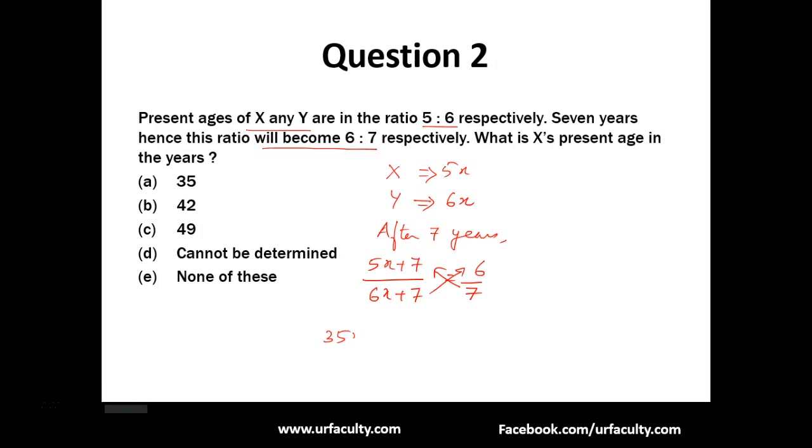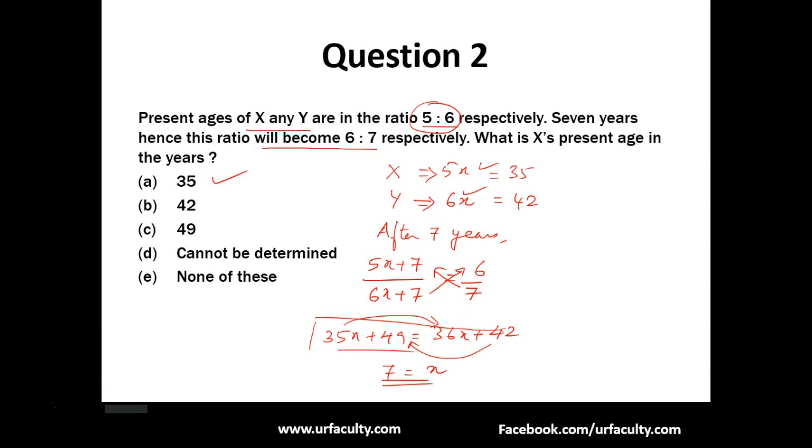So 35x plus 49 is equal to 36x plus 42. And what do we get here? We move this over here and we move this over here. 7 is equal to x. So if x is equal to 7, this is 35 and this is 42. And x's present age is equal to 35. Pretty simple, right? So don't waste your time in trying to first assume this part. Straight away take this as 5x, 6x and you will get the answer very easily. And if you are very quick in solving this, you would have seen that in a matter of a minute you will be able to solve this problem.